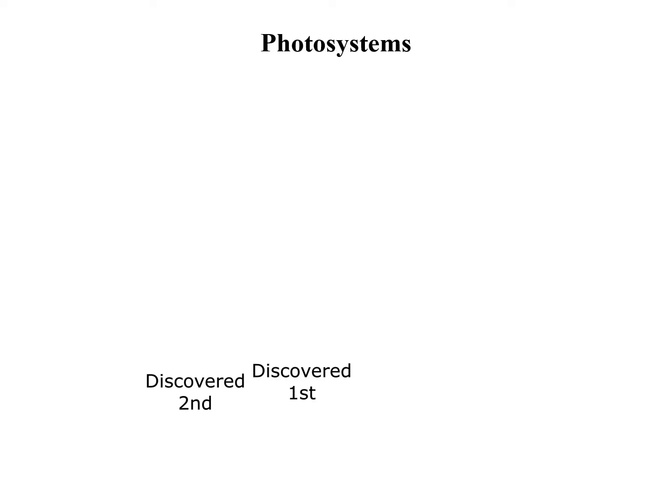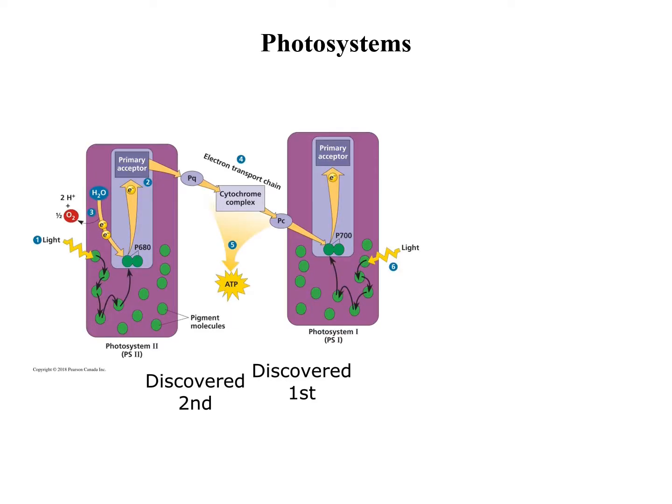Now that we watched that video, I want to recap a few ideas. The first one is that you have two photosystems, and ironically, they start in photosystem 2 and then go to photosystem 1. Why? Because this one was found first, and this one was found later.